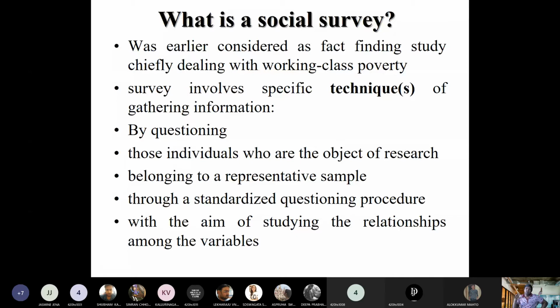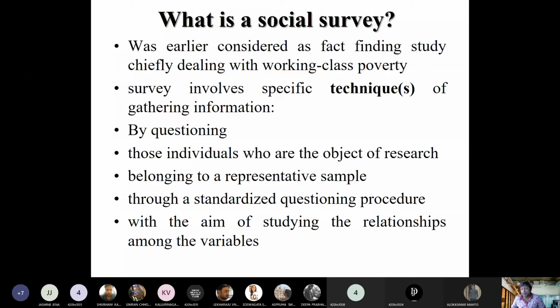Either we send a printed questionnaire to the people, or I can go directly, interact with the people and collect the information using a schedule. So different techniques are used in a survey for collecting information. Otherwise, by questioning people, like the TV channels do, they use accidental sampling: whomever they meet in the street, they ask a few questions and get the information. Those individuals are the object of the research.